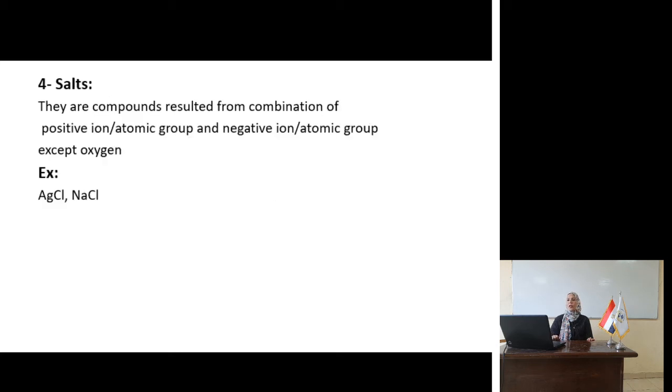Slide number 9. Salts. They are compounds resulting from the combination of a positive ion or atomic group and a negative ion or atomic group except oxygen. Examples: silver chloride and sodium chloride. There are 2 types of salts: those that dissolve in water, such as sodium chloride, and those that don't dissolve in water, such as silver chloride.